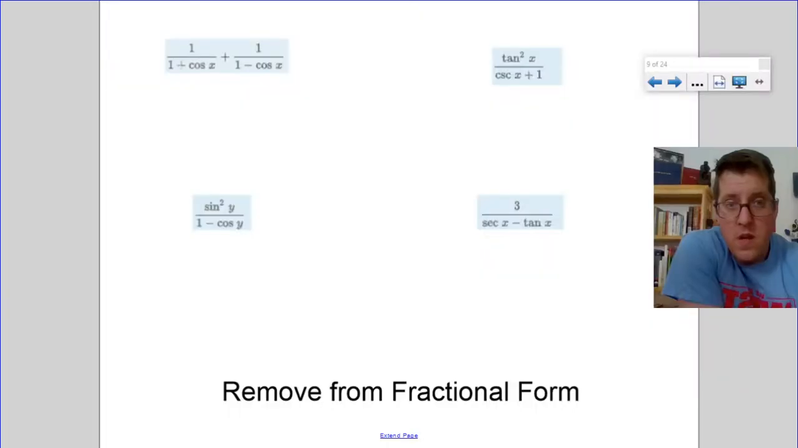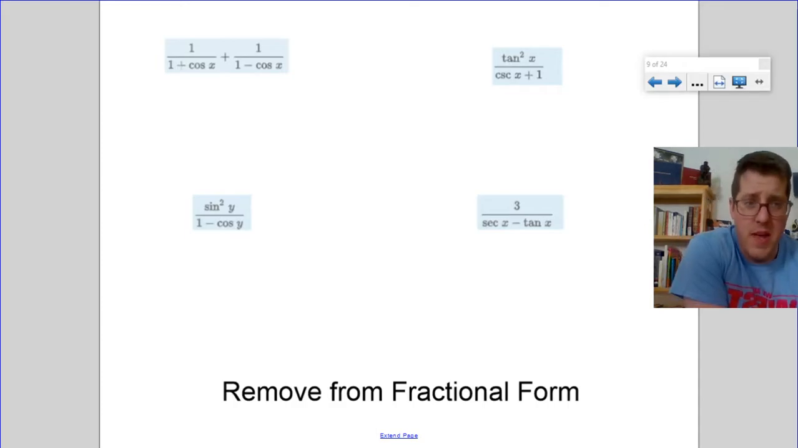Cool. All right, we're just going to take a look at 4 problems today, and then we'll move on. Our instructions are to remove from fractional form, which just means get rid of denominators. Cool. Let's do it. Let's start with the one on the top left.